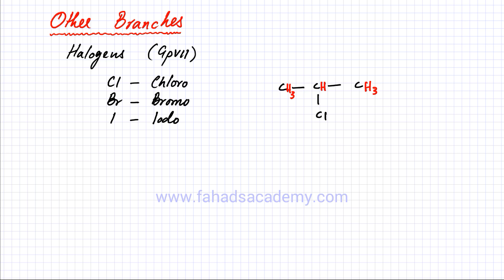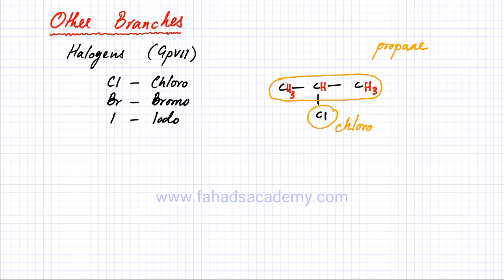So I'm going to look for the longest continuous carbon atom chain, which is going to be this particular carbon atom chain, and there are 3 carbon atoms, which means that the main chain's name is going to start with prop, and since it's an alkane, it would be called propane. And this Cl atom is existing as a branch, so this branch would be called chloro.